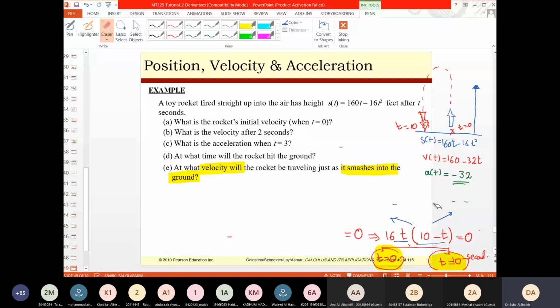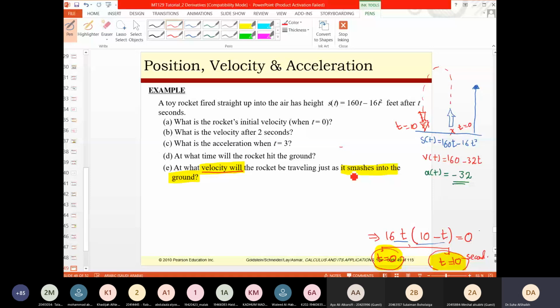We did a common factor actually. Yeah, you are correct, we took the common factor at the beginning. So the question here in part E: what's the velocity as it smashes the ground? Smashes the ground, I find it here.